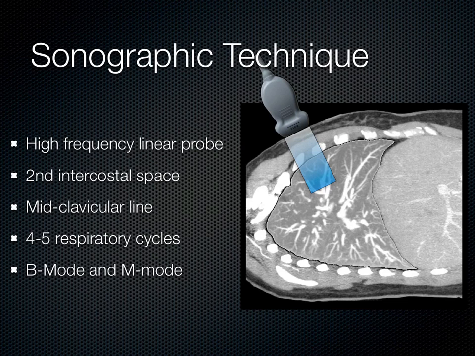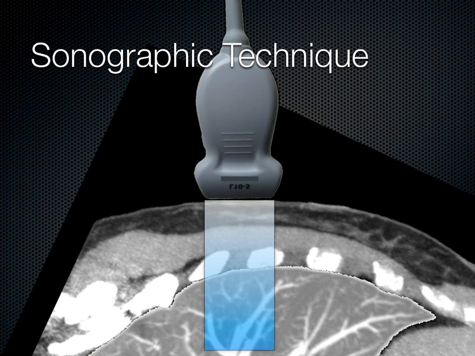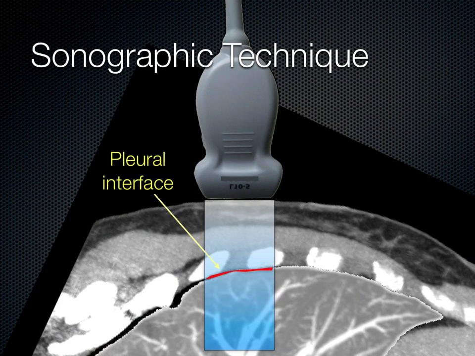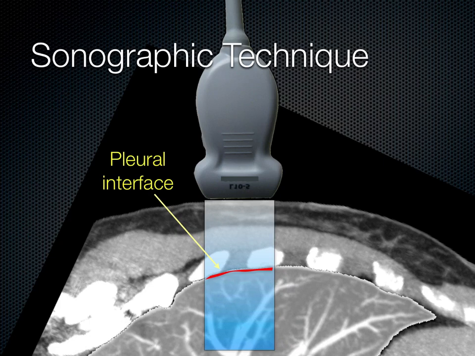If you use the second intercostal space mid-clavicular line and watch through several respiratory cycles, you will notice that at this pleural interface, you'll be able to appreciate that sliding. It appears as ants marching or shimmering at that interface.